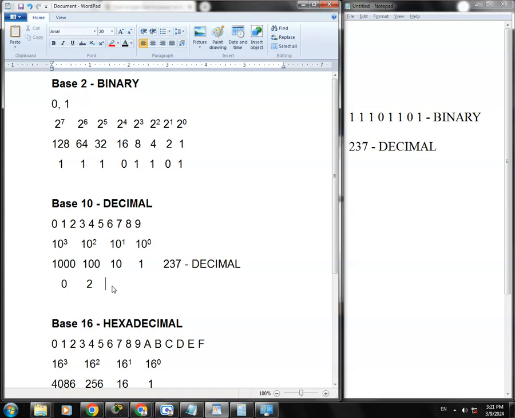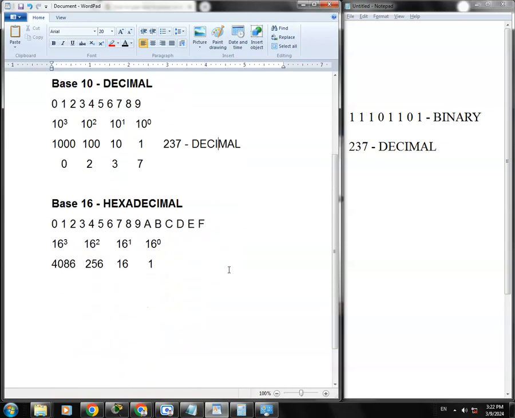Next, how many tens do we need? Since we already had 200 and there is still a remaining 37, we need three 10s, which is a total of 30. So now we have 200 plus 30 is 230. How many do we have remaining then? We have a remaining number 7, so I'm just going to put down the 7 here because we need 7 ones. That's it. So the 237, this is the decimal value.